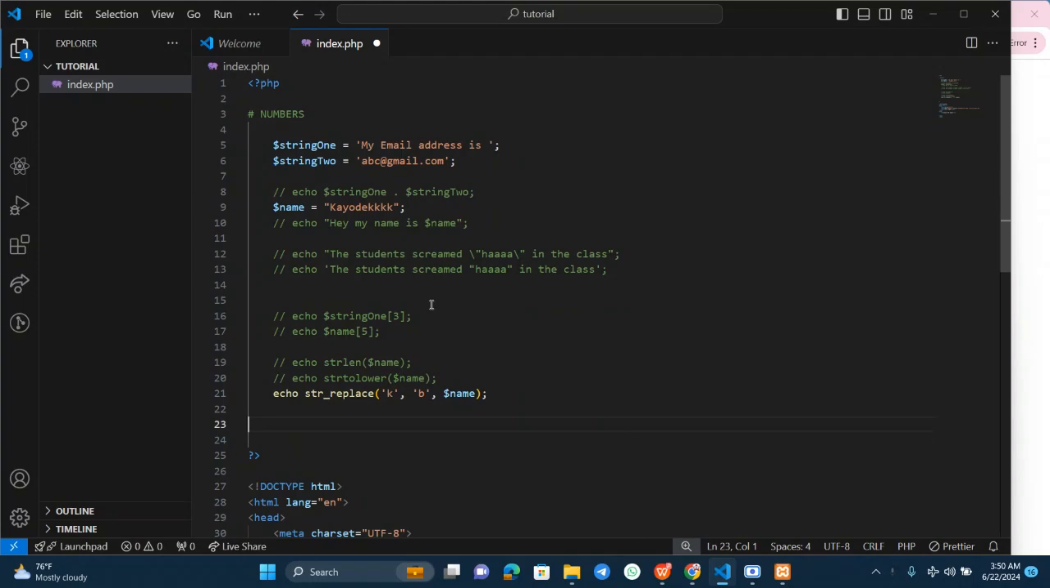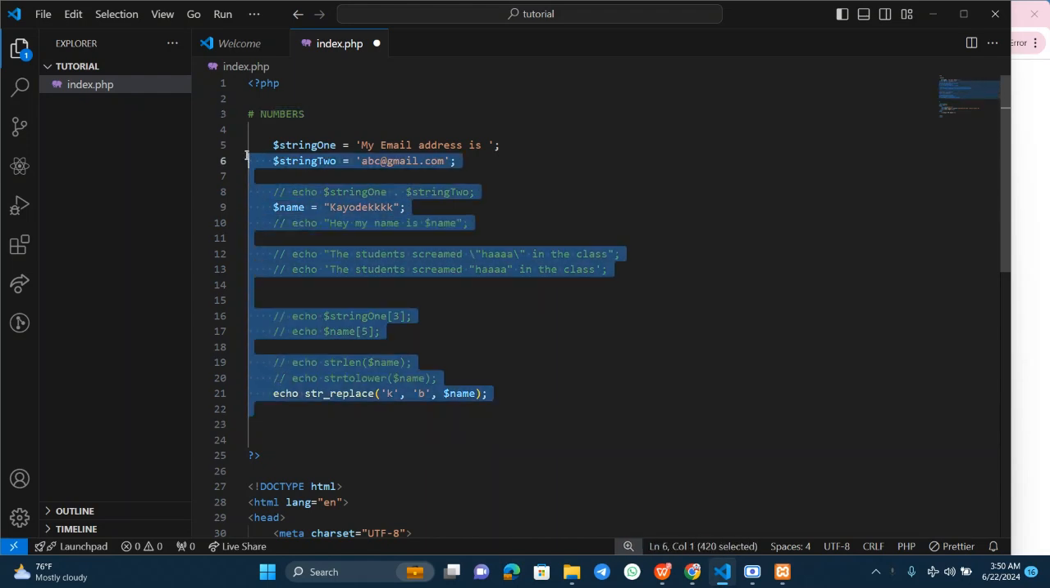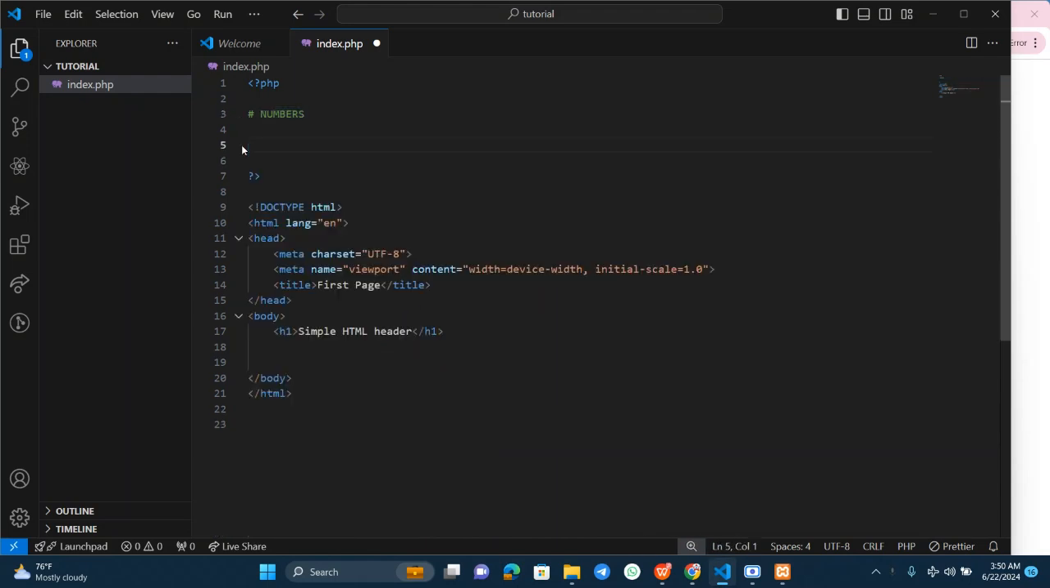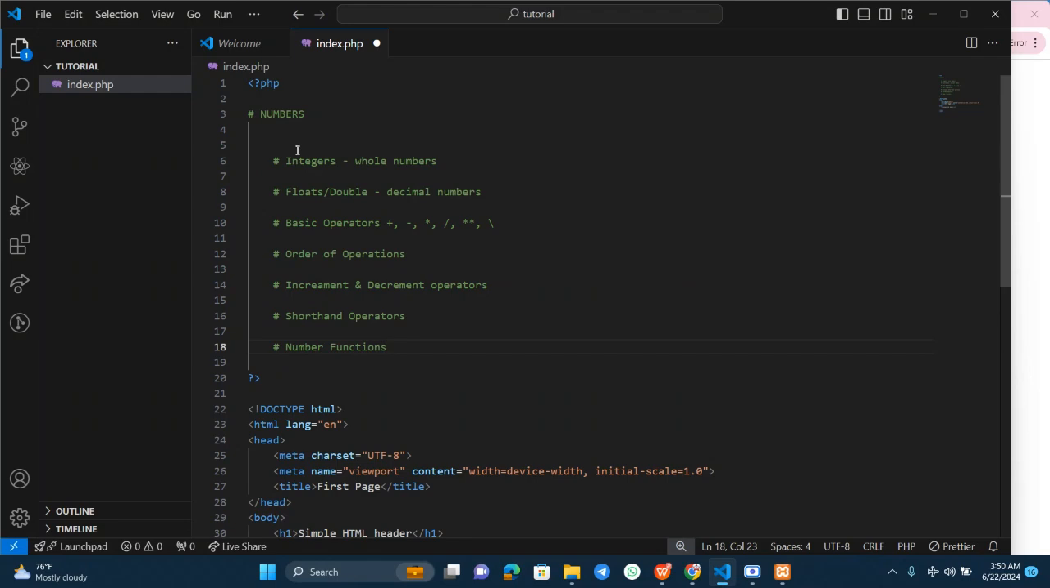Yeah, so hi guys. In our last videos, we've been talking about strings. So now in this case, we are going to be talking about numbers, and that's another data type. So let me take out all this, and numbers are actually categorized into two. We have integers, and then we have floats. So let me just paste this right here.